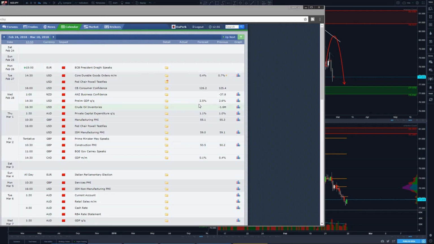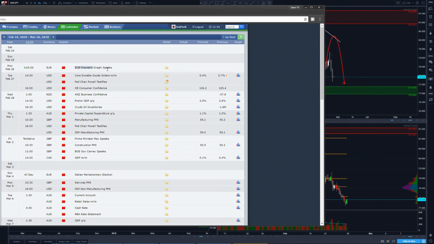Okay, so let's have a look at the news. The following week will be pretty exciting. We will have Draghi speaking, we will have Fed chair Powell on Tuesday, as well as on Thursday. There will also be Carney speaking. We will have gross domestic product from Canada, as well as from the US, and there will be Prime Minister May speaking on Friday.